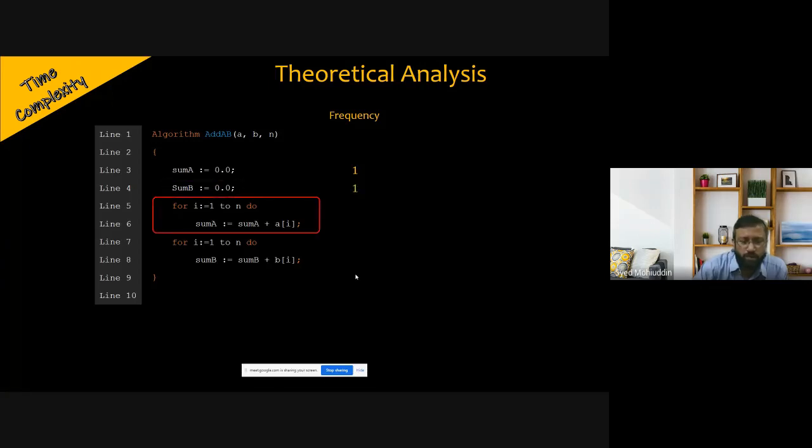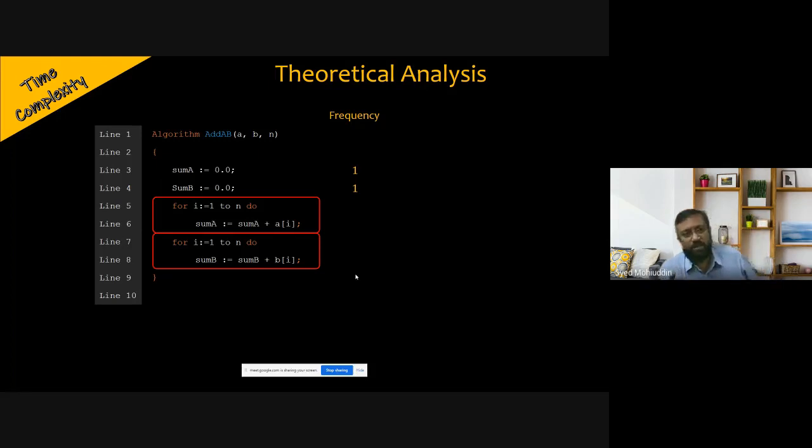This for loop and the below for loop are two different for loops. They are not nested for loops. Remember that.